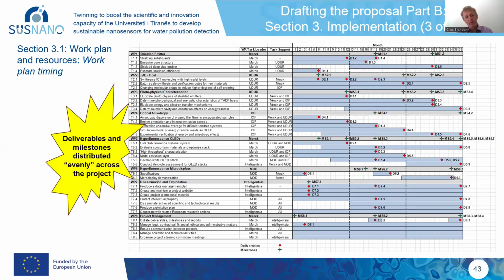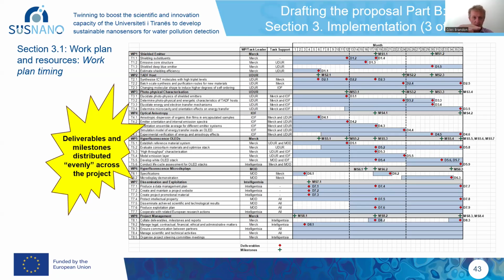In section 3.1, the Commission says they want a work plan timing. So in other words, they want what's called a Gantt chart. So this is, again, a simple example. I know Gantt charts can be more sophisticated in their appearances, but typically what I do is I prepare this kind of Gantt chart in Microsoft Excel. This example is from this Hyper OLED project proposal I had.